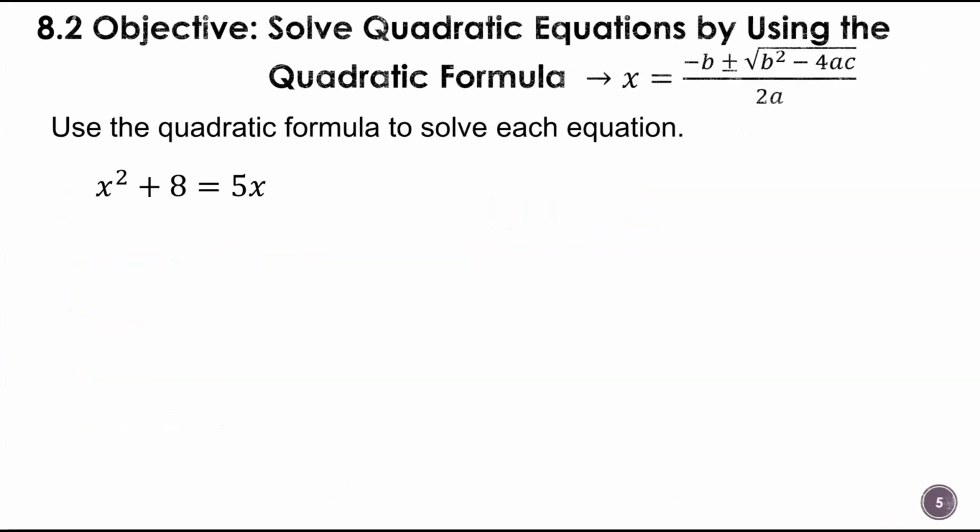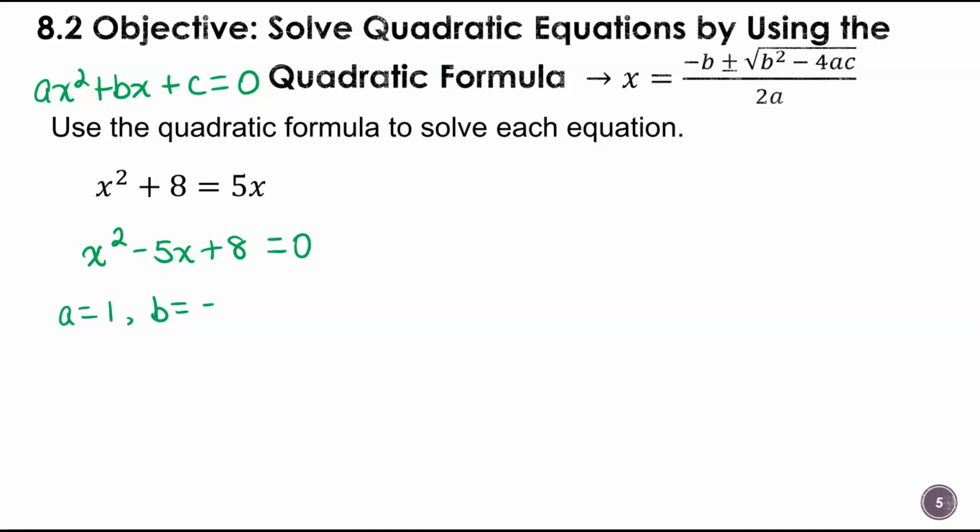Okay. Now, when you are solving using the quadratic formula, then you have to have this in standard form, right? x squared minus 5x plus 8 equals 0. Remember, this is standard form for a quadratic equation. So you want to make sure that you have it set up this way, because if you leave one of your terms on the other side, then you may mess up your signs. All right, so a is 1, b is negative 5, and c is 8.